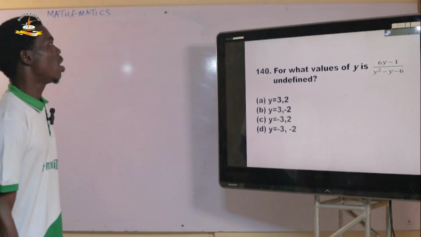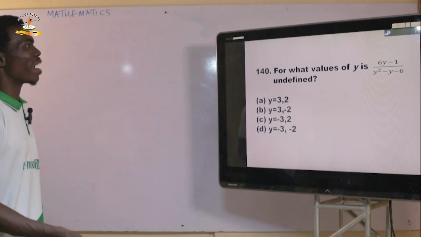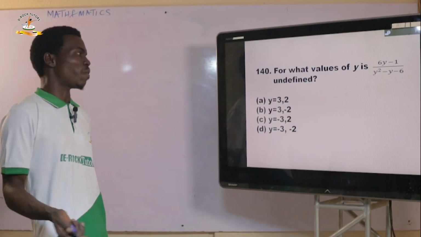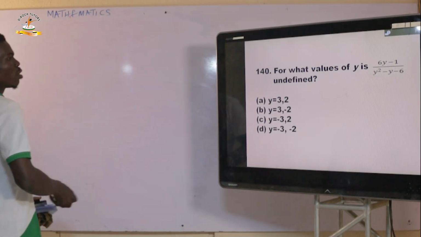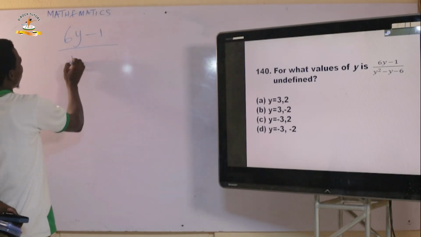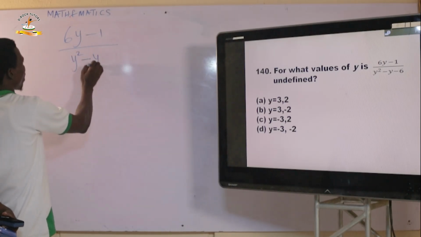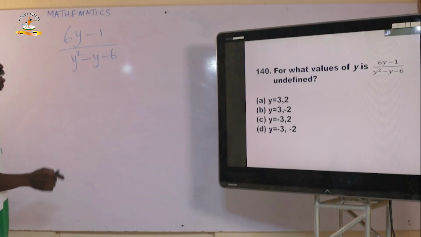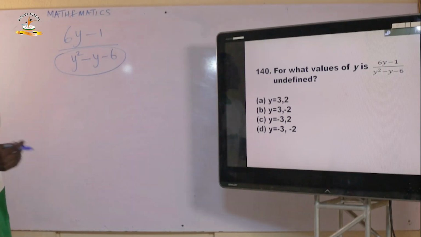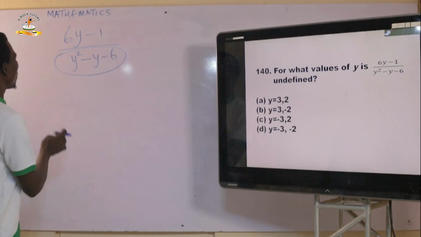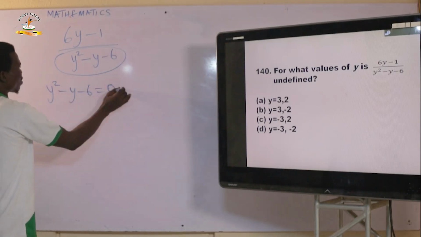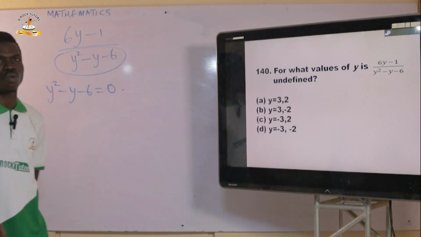Next question. Alright, question 141. For what values of y is 6y minus 1 all over y squared minus y minus 6 undefined? So let's see. When we say something is undefined, 6y minus 1 all over y squared minus y minus 6, then for any fraction, once the denominator becomes 0, it becomes undefined. So we have to make the denominator equal to 0: y squared minus y minus 6 equals 0. That is the condition for this fraction to be undefined.